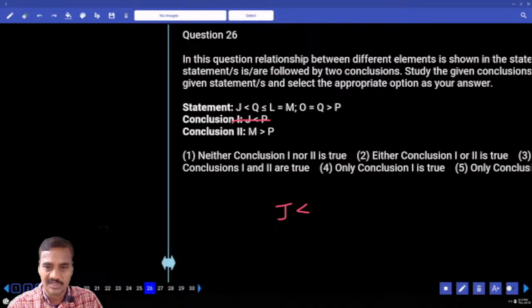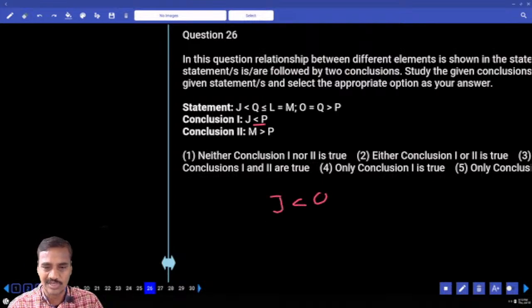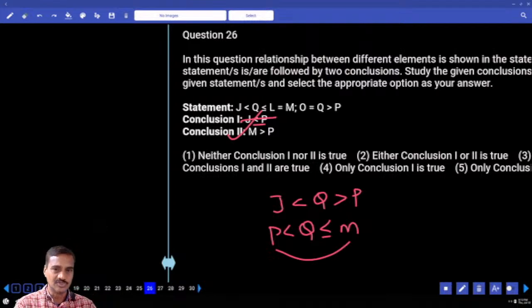And J lesser than Q, and at the same time Q greater than P. Now between J and M, J lesser than M, and Q is common. Here it asks J, so J lesser than Q, and Q greater than P. Now here opposite symbol, no relation. Next one M and P. M is here, P is here. Now Q is common. Q lesser than or equals to M, Q greater than P, P lesser than Q. P lesser than M, M greater than P. And so what is your answer? Only 2. Now 26, only 2, choice 5.